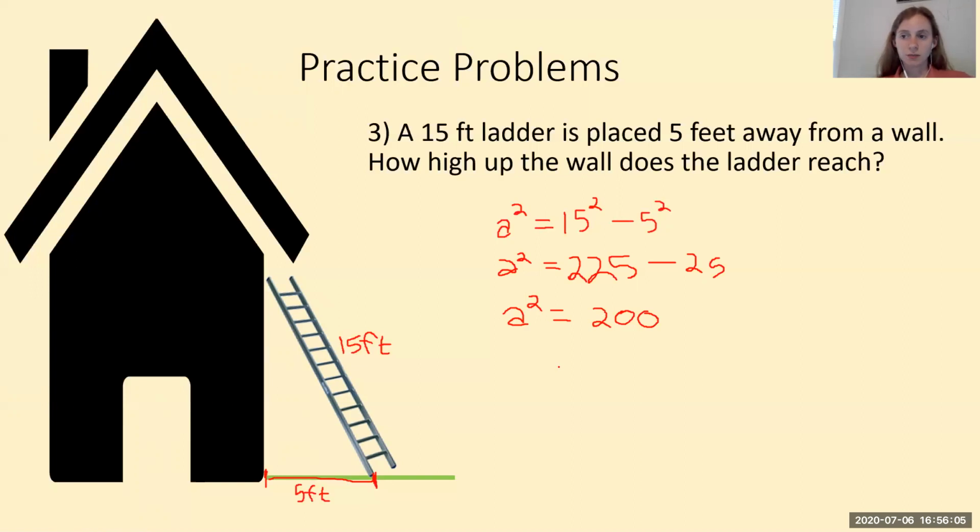And so our final step is to take the square root. And now don't be tempted to just do some regular old division here, right? We're not saying like 200 divided by 2 or anything like that. We're taking the square root. So the square root of 200, I get 14.1421, and so on.